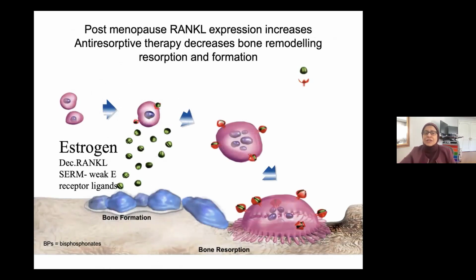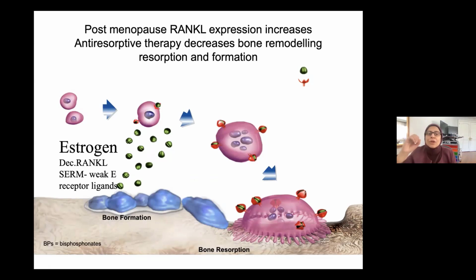As I've mentioned, post-menopause, we see a rise in rank ligand signaling. Rank ligand is a signaling protein which is released by osteoblasts, and it binds to its receptor rank on pre-osteoclasts and causes these cells to fuse to become the osteoclast, which then releases acid and enzymes and causes bone resorption and causes the formation of a resorption pit. The osteoblast then moves in and fills in that resorption pit.